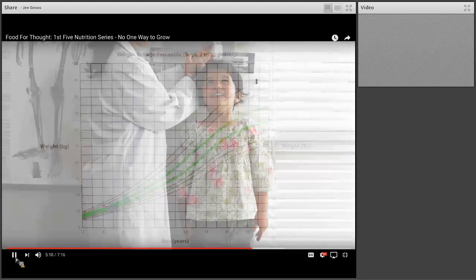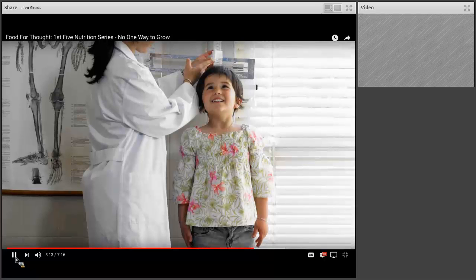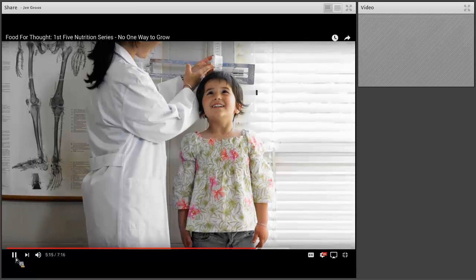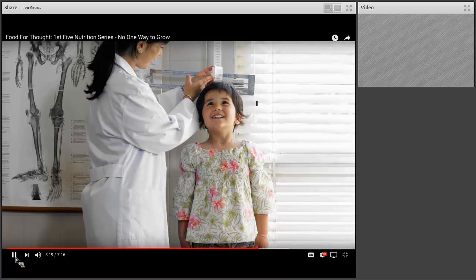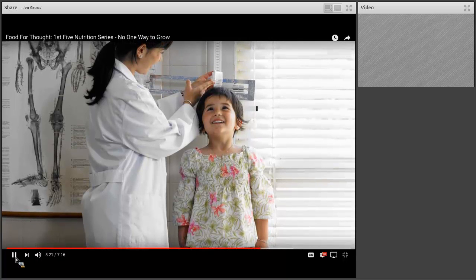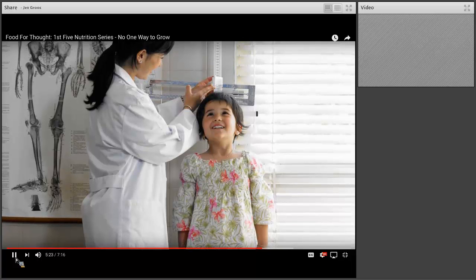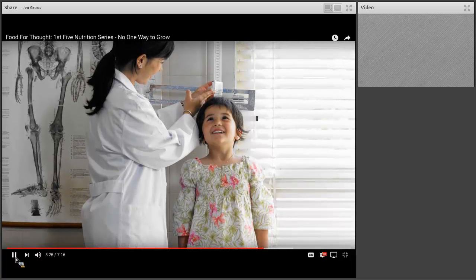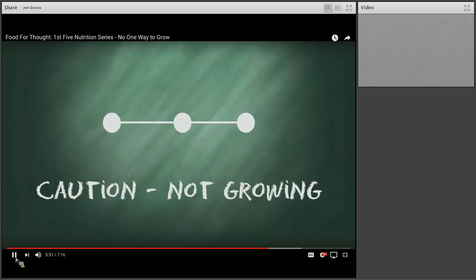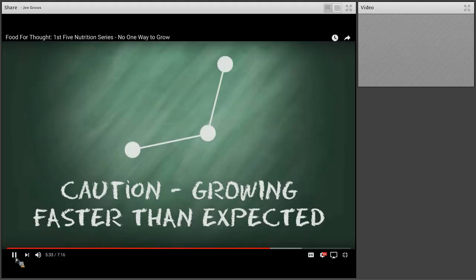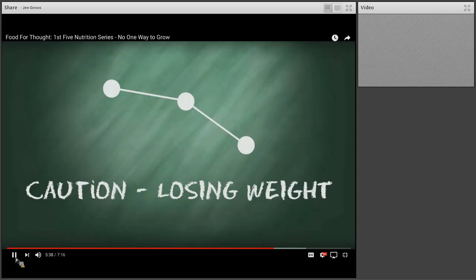While it is helpful to know a little bit about growth charts, it's not your job to understand everything about them. Your healthcare provider can help you with that. Instead, it might be helpful to boil it down to patterns. Here are some patterns your healthcare provider looks for in the growth chart, along with what they might need. Good, your child is growing. Caution, your child is not growing. Caution, your child is growing faster than expected. Caution, your child is losing weight.